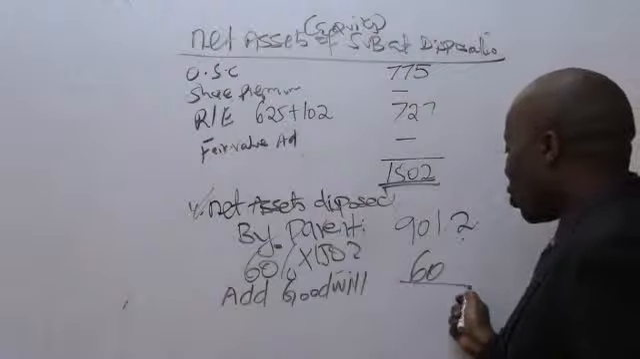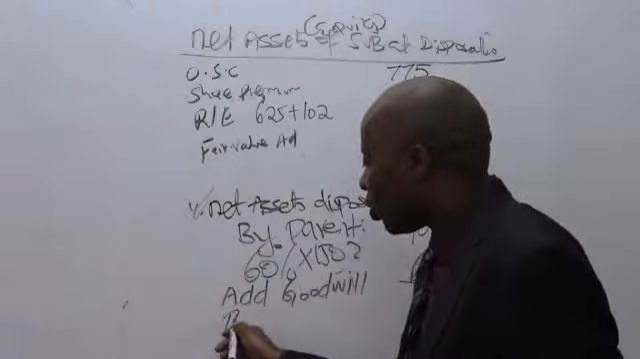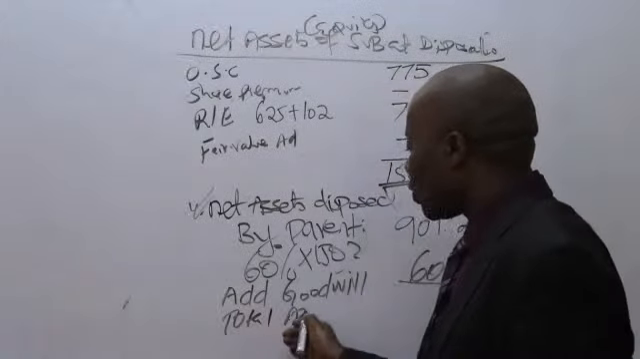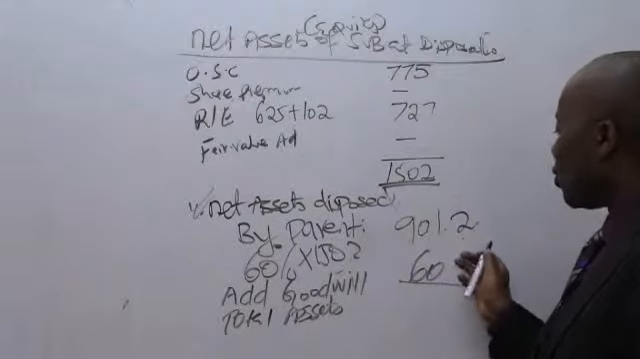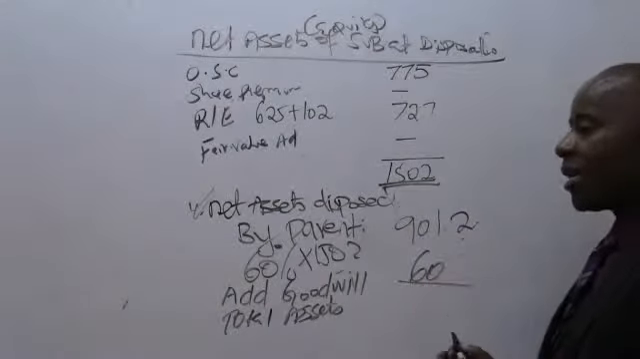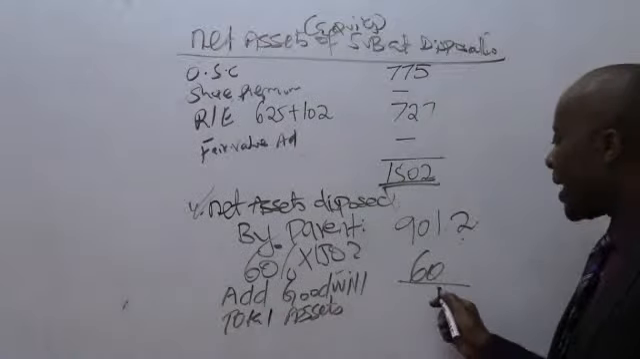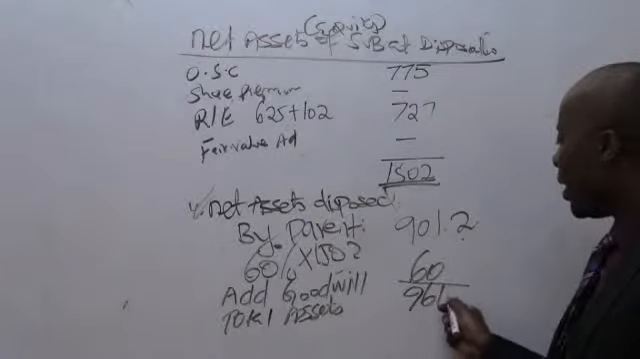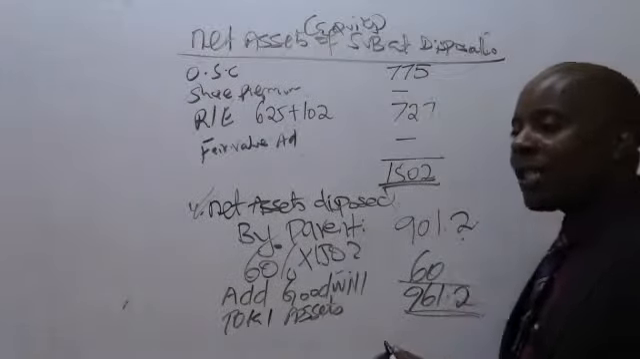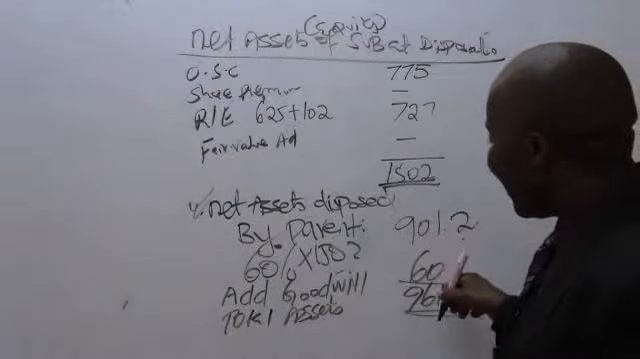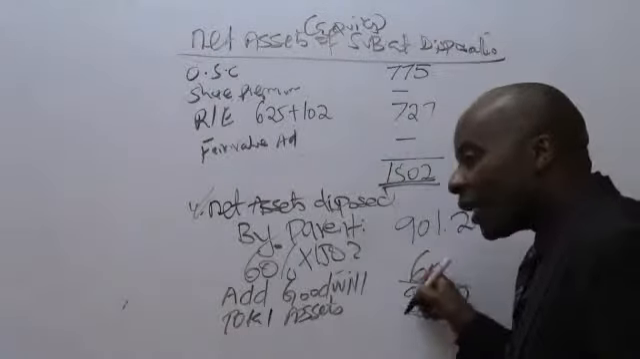So therefore their total assets disposed will be 901.2 plus 60. Please give me a figure. 901.2 plus 60 will give me what figure? 961.2. So this is the amount that this parent company had injected into this particular subsidiary, this is the worth.